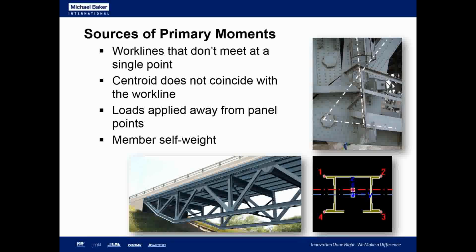Another is that the centroid of an asymmetric member doesn't coincide with the work line. That creates a primary moment. Or as we saw in those simple three-member trusses, loads applied away from panel points will create a primary moment, as will member self-weights. So primary moment is any type of moment which is necessary for the truss to maintain structural equilibrium, which will be caused by loads in some form not being applied right at a joint.